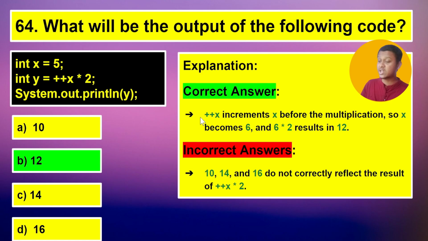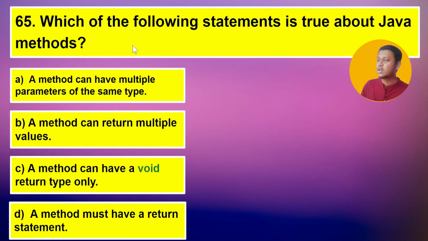As you can see in the explanation, ++x increments x before the multiplication, so x becomes 6 and 6 into 2 results in 12. So our next question is, which of the following statements is true about Java methods? A method can have multiple parameters of the same type. A method can return multiple values. A method can have a void return type only. A method must have a return statement.